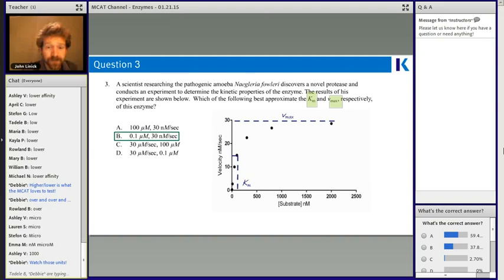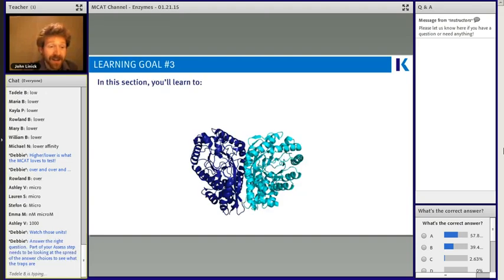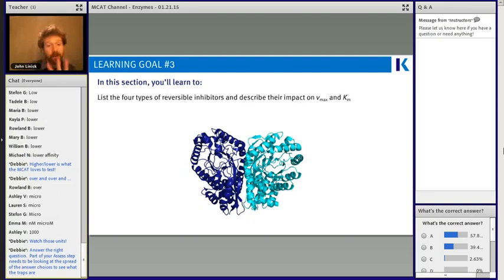Nice work. All right. That brings us to our final learning goal of the day. Let's talk about inhibitors. So we've got 4 things to talk about for the last part of class. We'll talk about the 4 different types of inhibition, and we'll review what that actually looks like on a Lineweaver-Burk. This is some high-yield stuff. This does show up quite a bit.